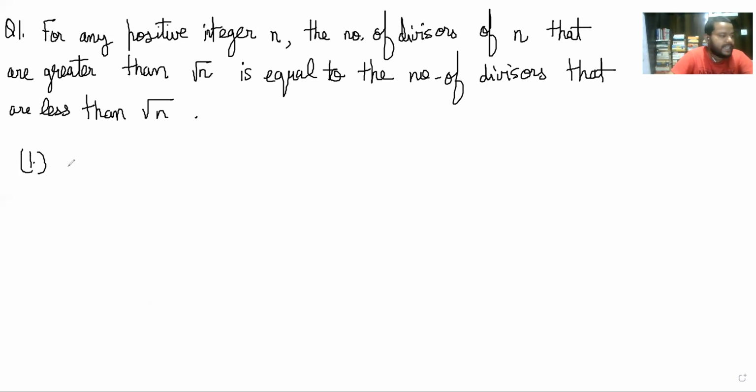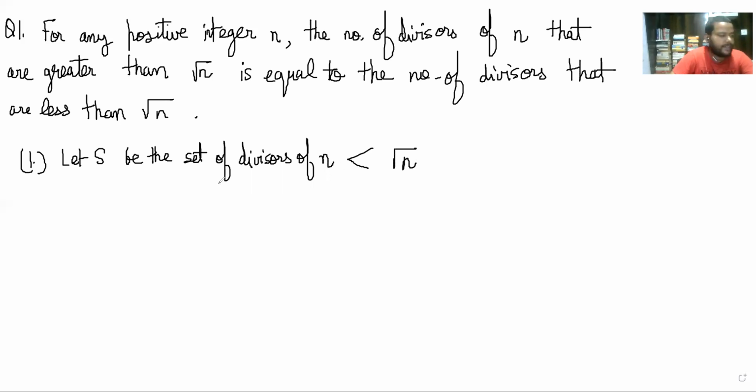So the first step is, let S be the set of divisors of n that are greater than root n. Actually, let's call this one the greater than root n divisors. And let's say T is the set of divisors of n that are less than root n, right?